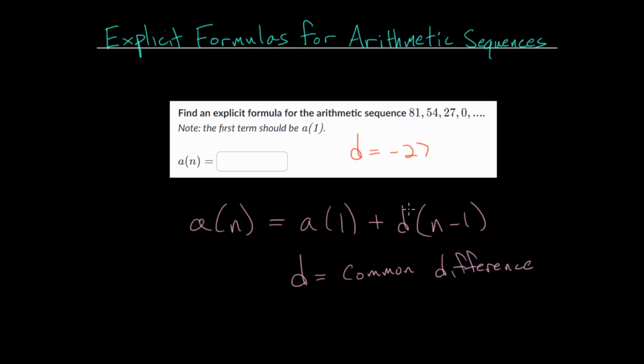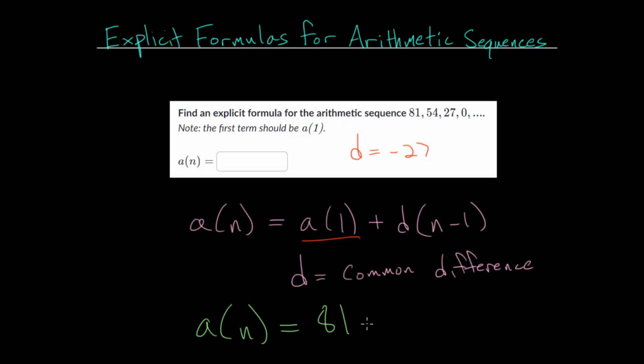So that's why you're adding the common difference n minus 1 times. It's always one less than whatever term you're looking for, but your sequence has to start at whatever the starting value is, in our case 81. So our formula here, since we already found the common difference, and we know our first term is 81, we can write everything down. So the nth term in our sequence is 81.